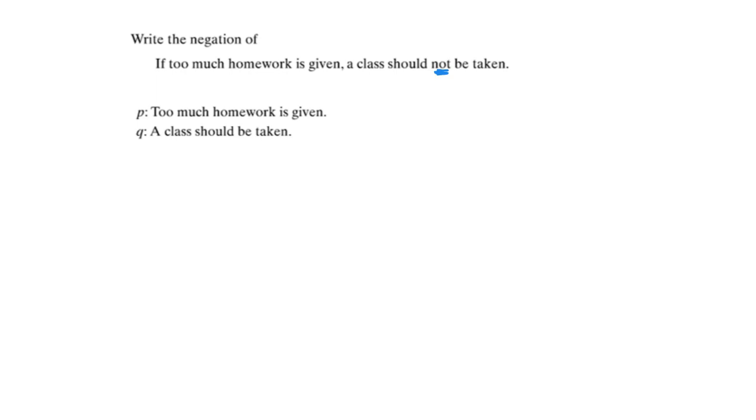So since this is a conditional, we'll look at the first part of the sentence. It says, if too much homework is given. So that is P. If P, then a class should not be taken, not Q. So that is the original statement. If P, then not Q. They want us to find the negation, write the negation of the statement. So therefore, what we're going to do is put the negation sign right in front of it and put parentheses around it.